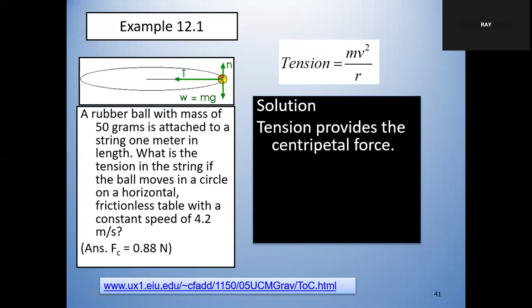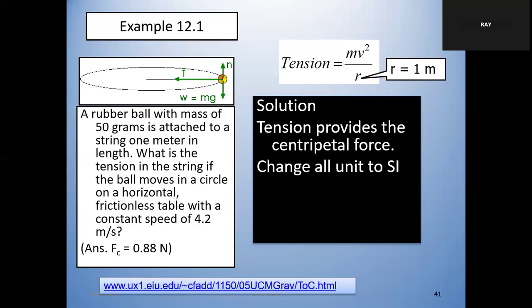Right? Tension provides the centripetal force. Change everything to SI unit. r is 1 meter. Right? Mass is 0.05 kilogram. Speed is 4.2 squared. r is 1. So your answer should be 0.88 Newton. Okay.